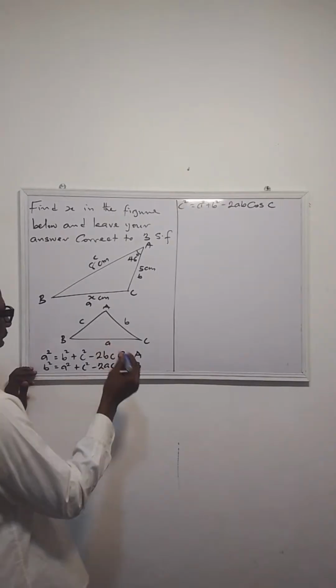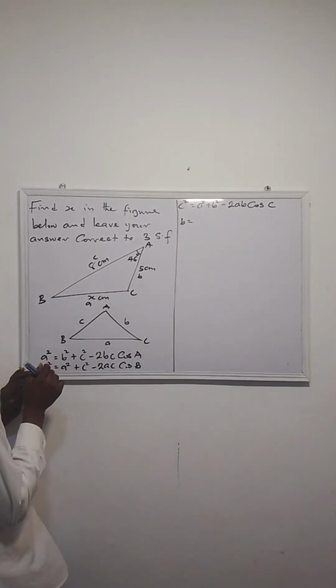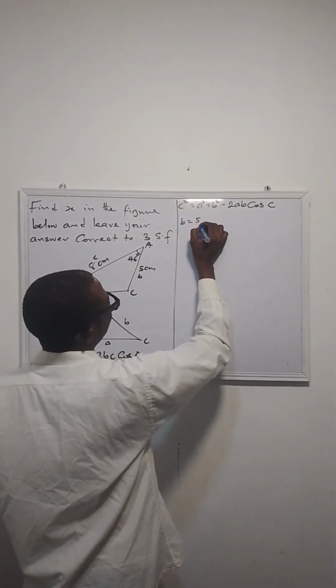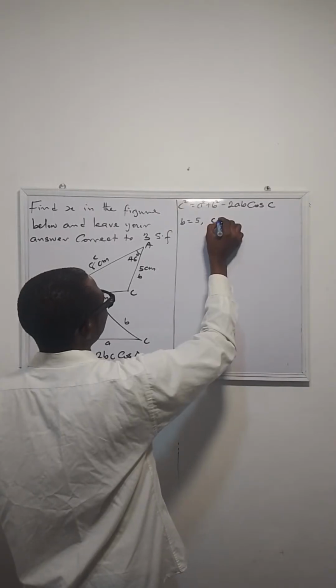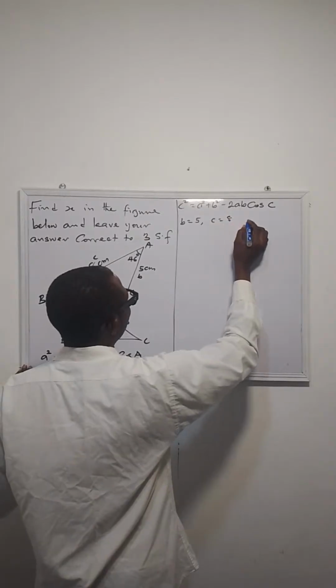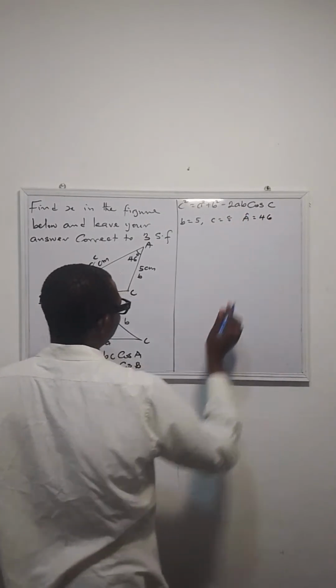So now let's write it out. So what is b in this question? Now side b is what? Is 5. So that's 5. What is side c? Side c is what? Is 8. What is angle A? Angle A is 46.